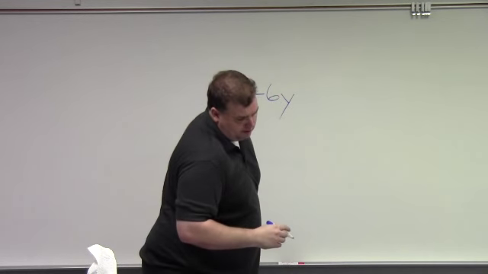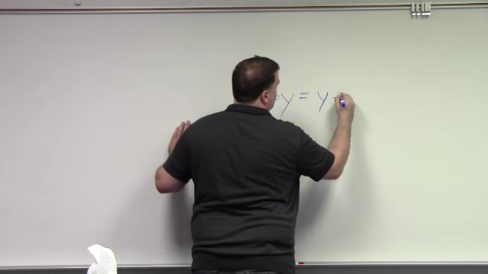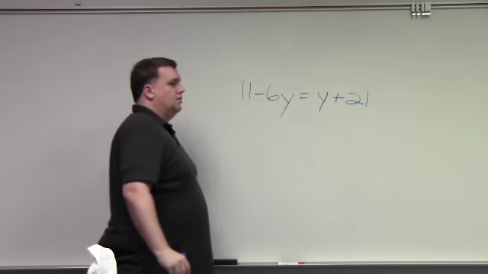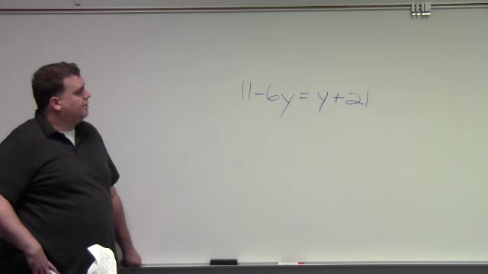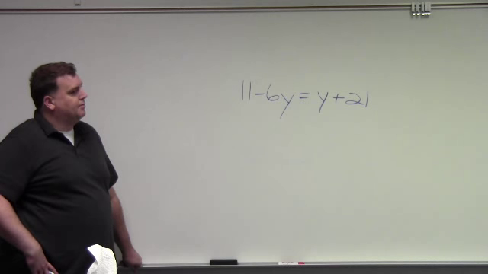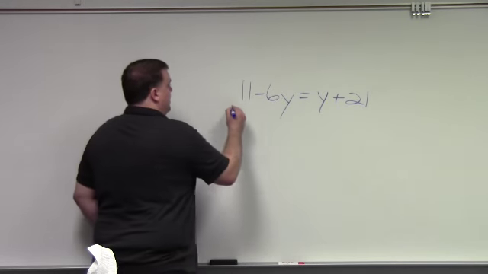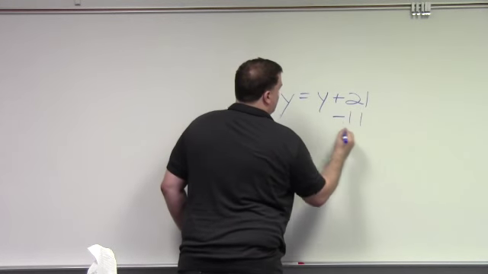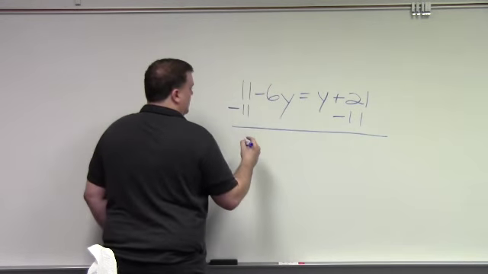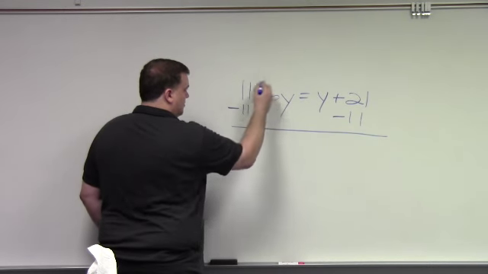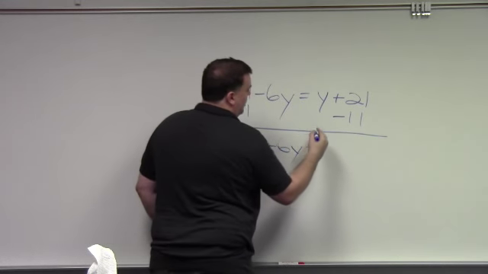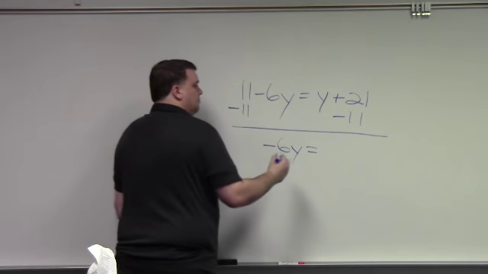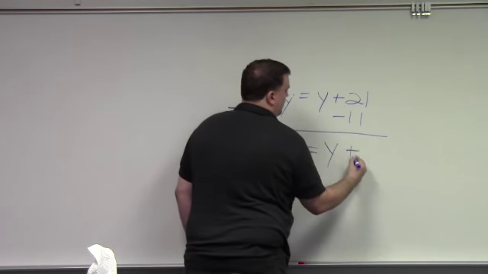11 minus 6y equal to y plus 21. So someone talk me through that one. Let's see if we can all agree. What would my first step be? Subtract 11 from 21. Okay, someone said we can subtract 11 from 21. So what does that leave me here? 0. Or minus 6y. Okay, that part's still there. That is 0. That's correct. And then what does that leave me with on the right side? y plus 10. There we go.